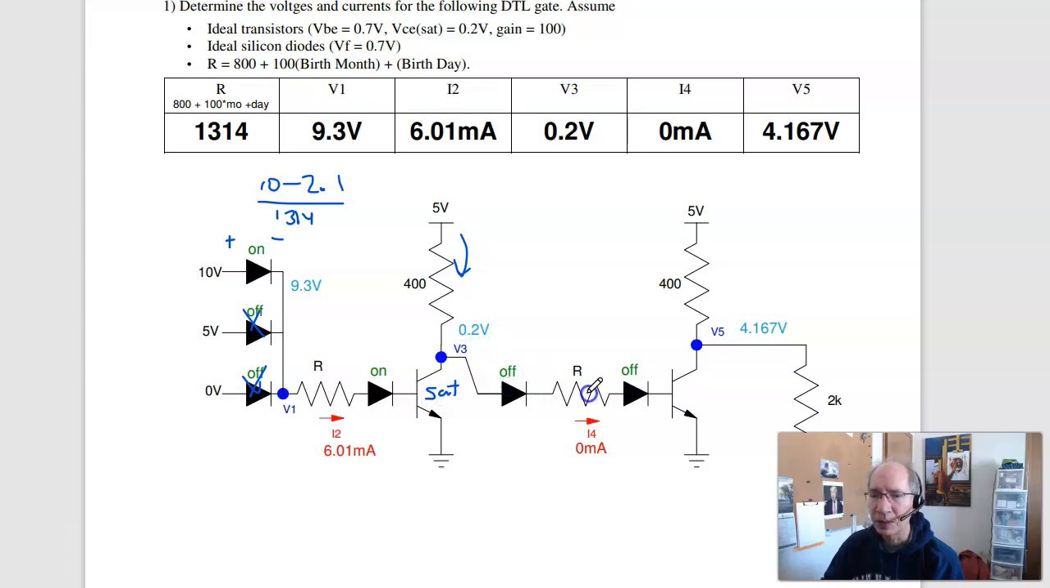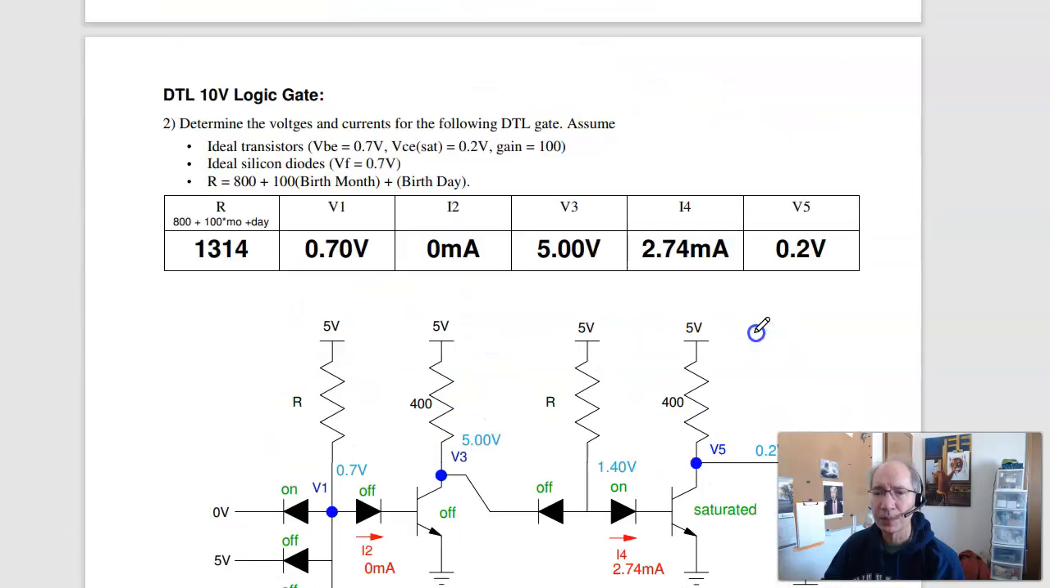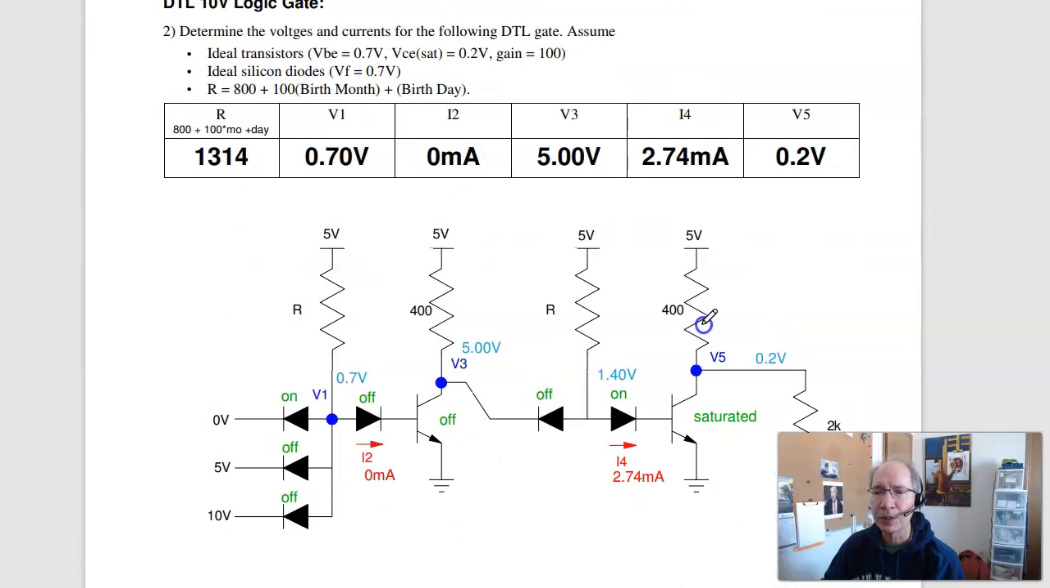These diodes, I need 2.1 volts to turn on. I've only got 0.2, so these two turn off. I4 is 0, and then by voltage division, it's 2K over 2K plus 400 times 5, 4.167 volts. Problem number 1. Going on to problem number 2.